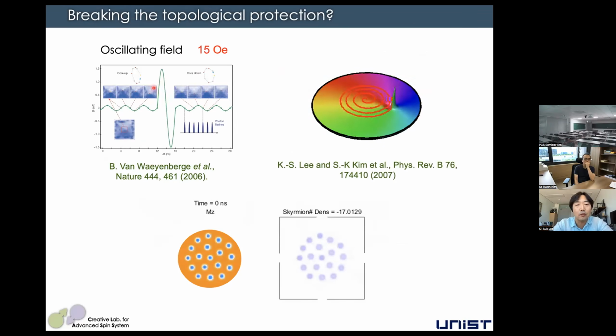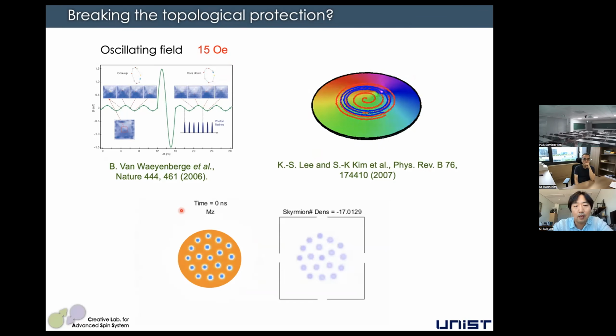This is a well-known example, the core orientation switching. If you apply a resonant excitation, gyration of the vortex core, then you can see a sudden change of the vortex core structure with a very low energy, with a very low oscillating field strength like that.